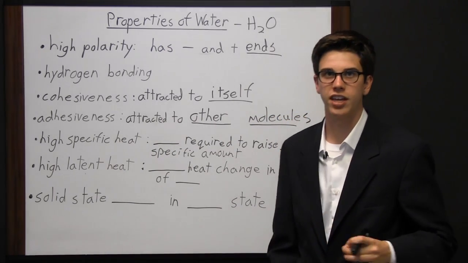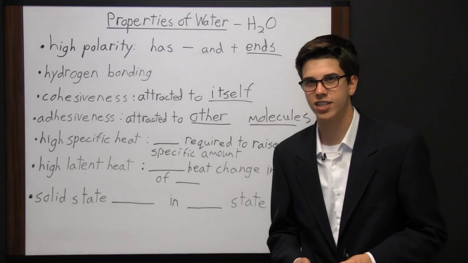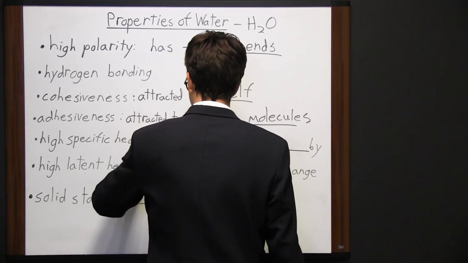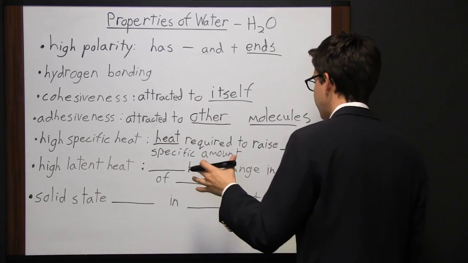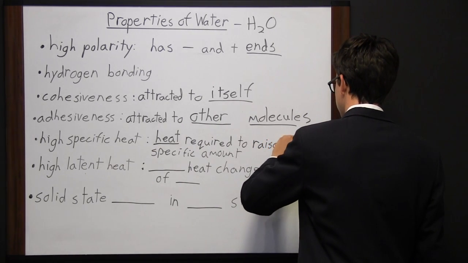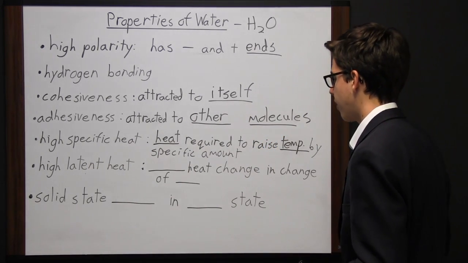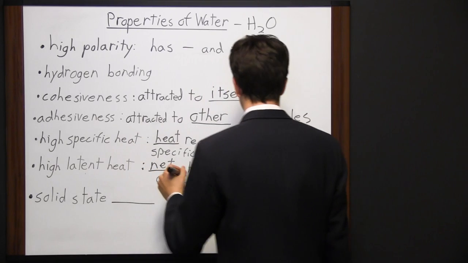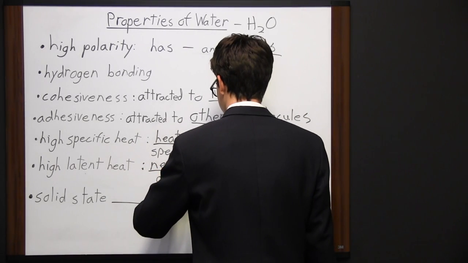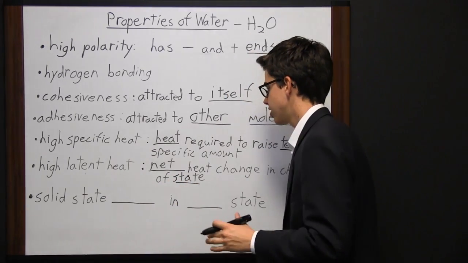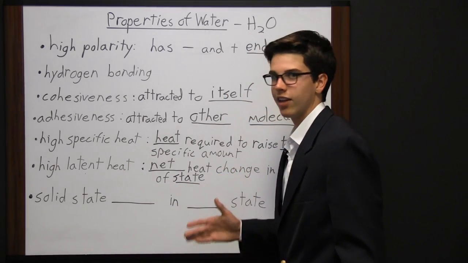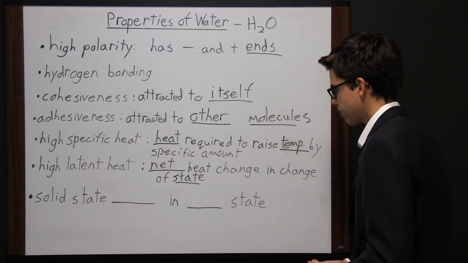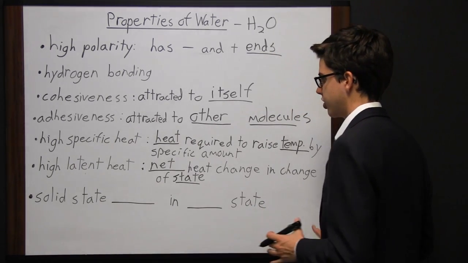Water has a high specific heat, which means it resists the breaking of its hydrogen bonds and resists heat and motion. So specific heat means that a large amount of heat is required to raise temperature by a specific amount. This also goes along with high latent heat, which is the net heat change in change of state. So basically when water changes from one state to another, there was a lot of heat either absorbed or put off. And so net heat change means how much heat was absorbed or exerted to do this change of state.